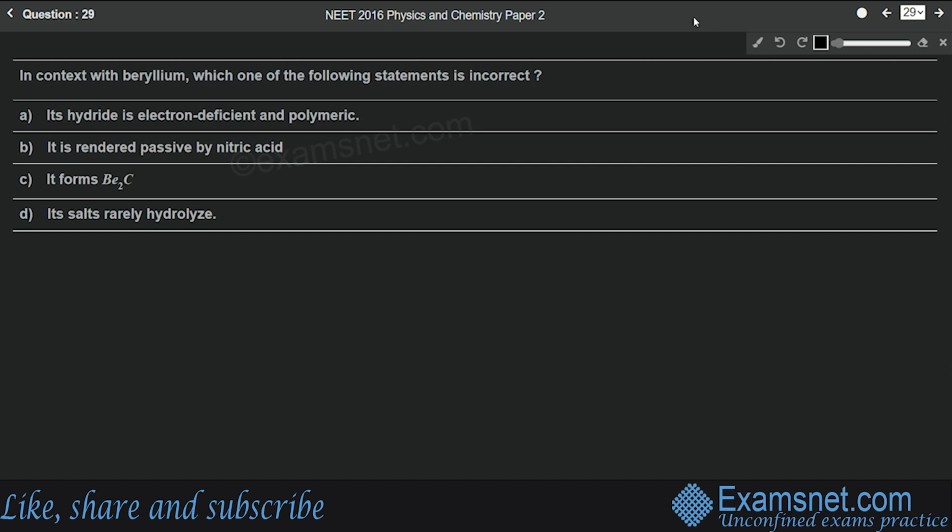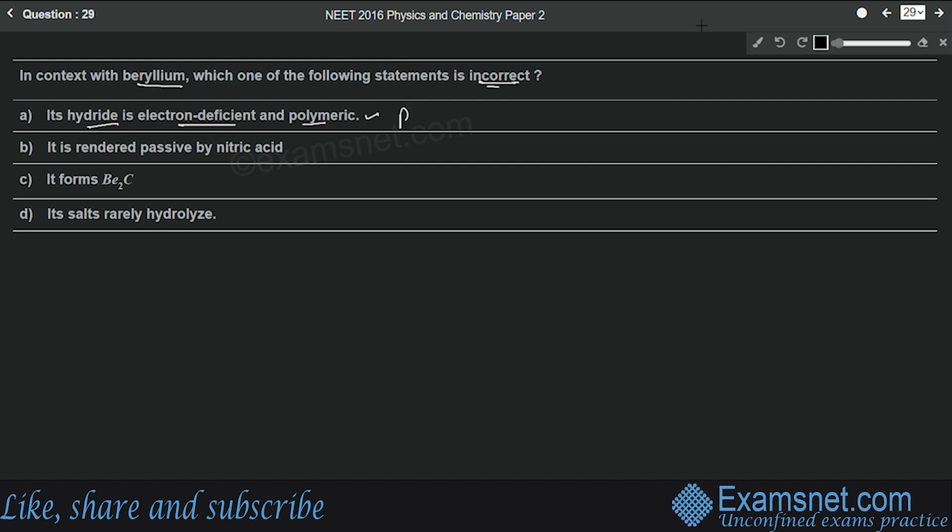Question number 29 is from the S block elements, and the question is, in context with beryllium, which one of the following statements is incorrect? Okay, so let's check. The first statement says its hydride is electron deficient and polymeric. Now this is a correct statement.